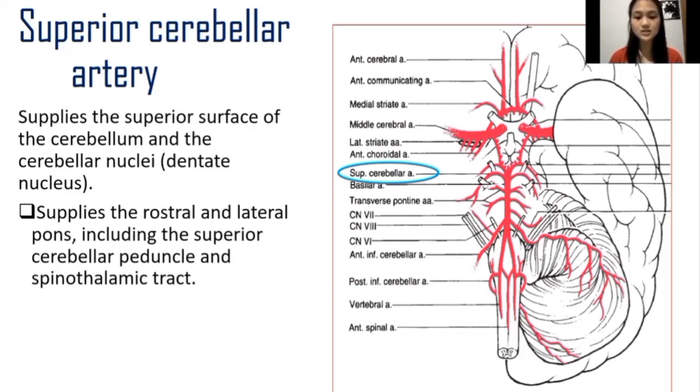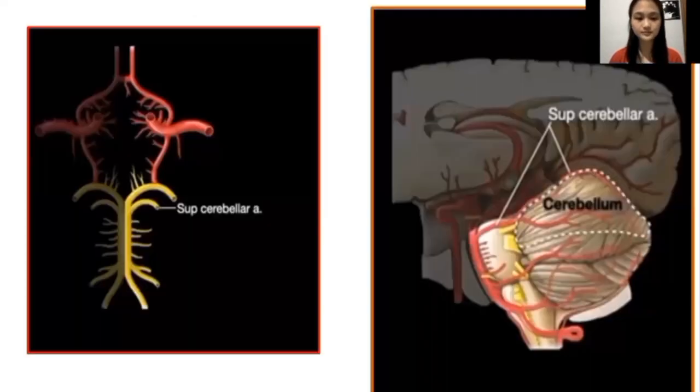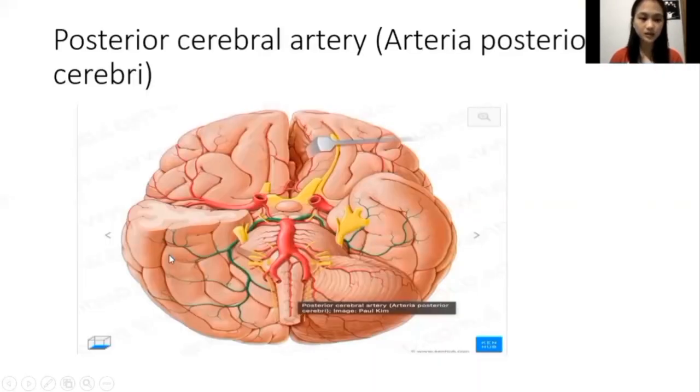This artery then supplies the superior surface of the cerebellum and the cerebellar nuclei, the rostral and lateral pons, including the superior cerebellar peduncles and spinothalamic tract. So again, this picture shows where the superior cerebellar artery is located. As the word implies, superior, it is on the upper part.